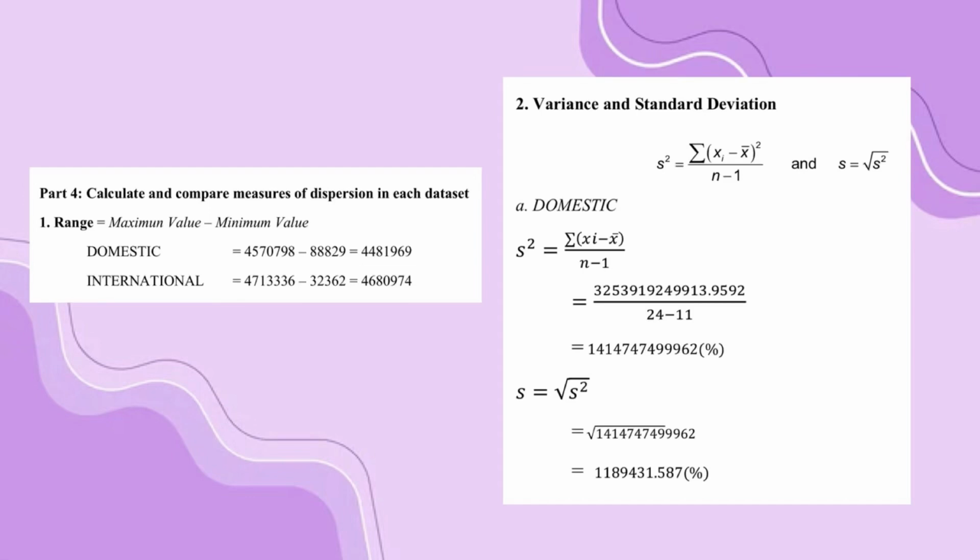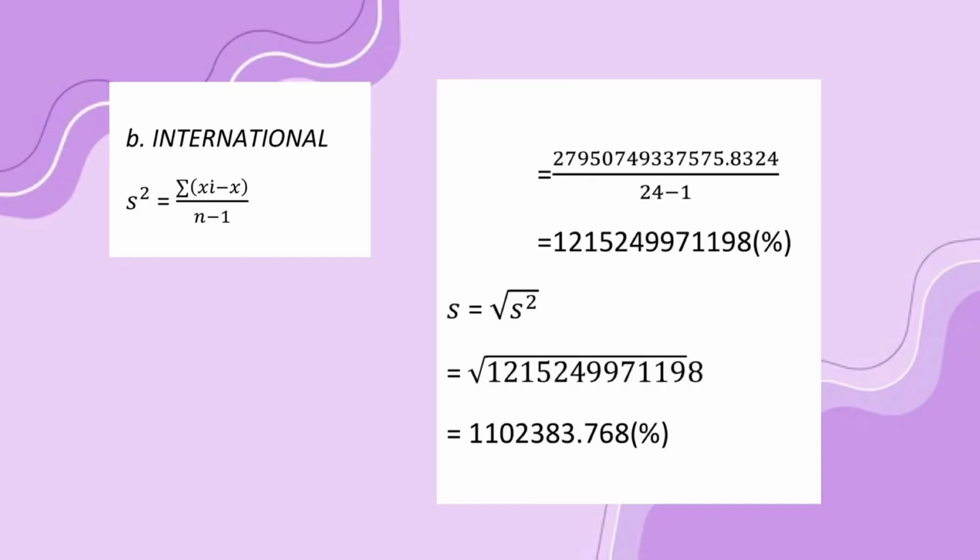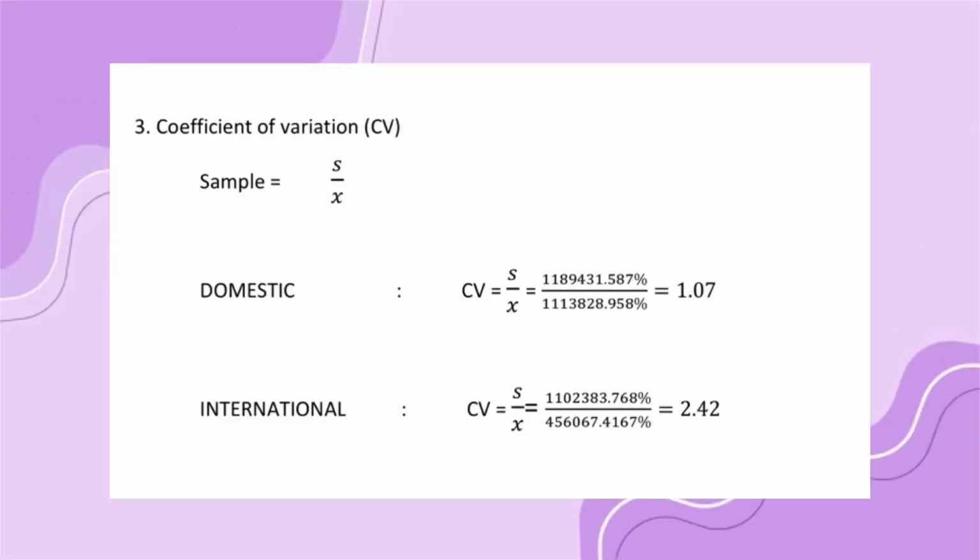Next, we need to find the variance and standard deviation for domestic and international passengers. For domestic, we get 11,89431.587, and for international, we get 11,02383.768. Next, we need to find the coefficient of variation. The formula is standard deviation divided by mean. The coefficient of variation for domestic is 1.07. This shows the domestic is lower than the international in coefficient of variation.